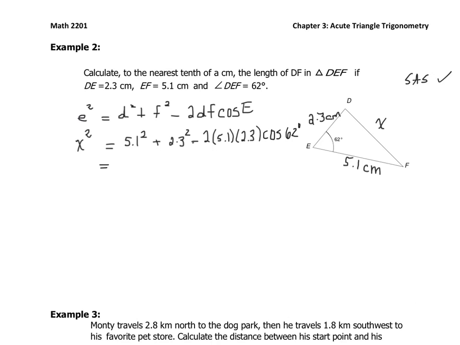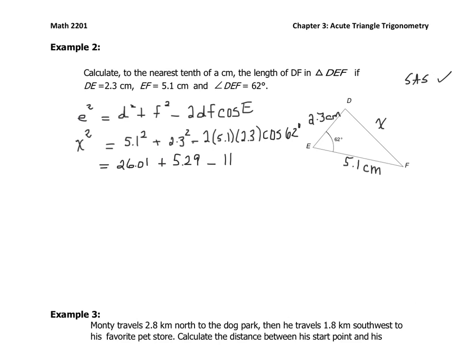And then you work each part of that out. 5.1 squared is 26.01 plus 2.3 squared is 5.29. And then 2 times 5.1 times 2.3 times the cosine of 62. Make sure your calculator's in degree mode.